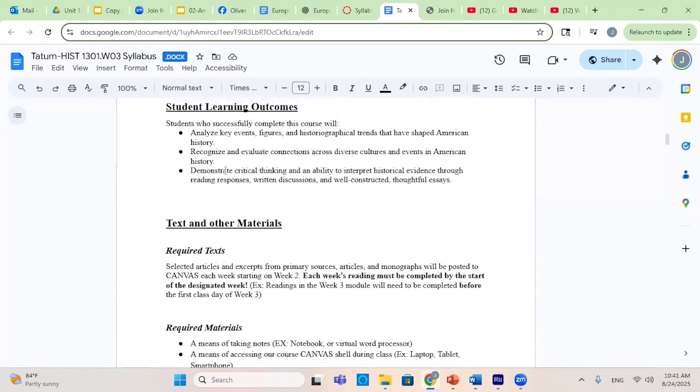Student learning outcomes. Definitely want you guys to be familiar with these. I'd like you by the end of the semester to be able to analyze key events, figures, and historiographical trends that have shaped American history, to recognize and evaluate connections across diverse cultures and events in American history, and to demonstrate critical thinking and an ability to interpret historical evidence through reading responses, written discussions, and well-constructed, thoughtful essays. We'll discuss each of those a bit more as we come across them throughout the semester.